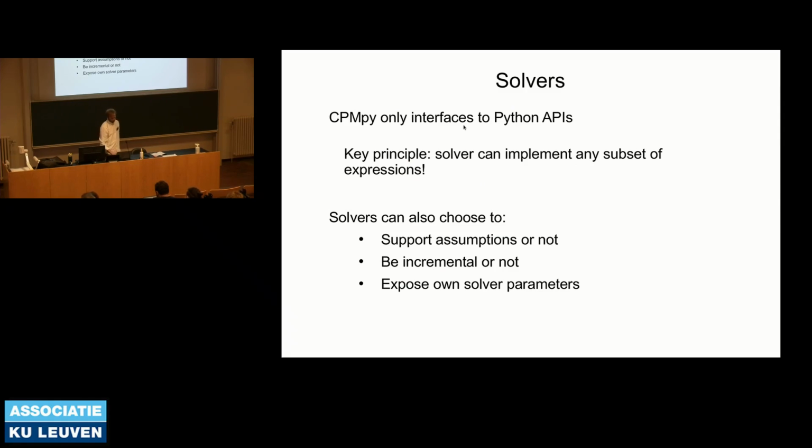Okay, and so we only interface to Python APIs. A solver can accept whatever it wants. If it supports assumption variables, something I haven't explained yet, that's fine, we will support it as well. If it's incremental, then you can call it incrementally and it will reuse the state that it has, but if it doesn't, that's also fine. And it has its own solver parameters, you can have direct access and you can use all of those as well.